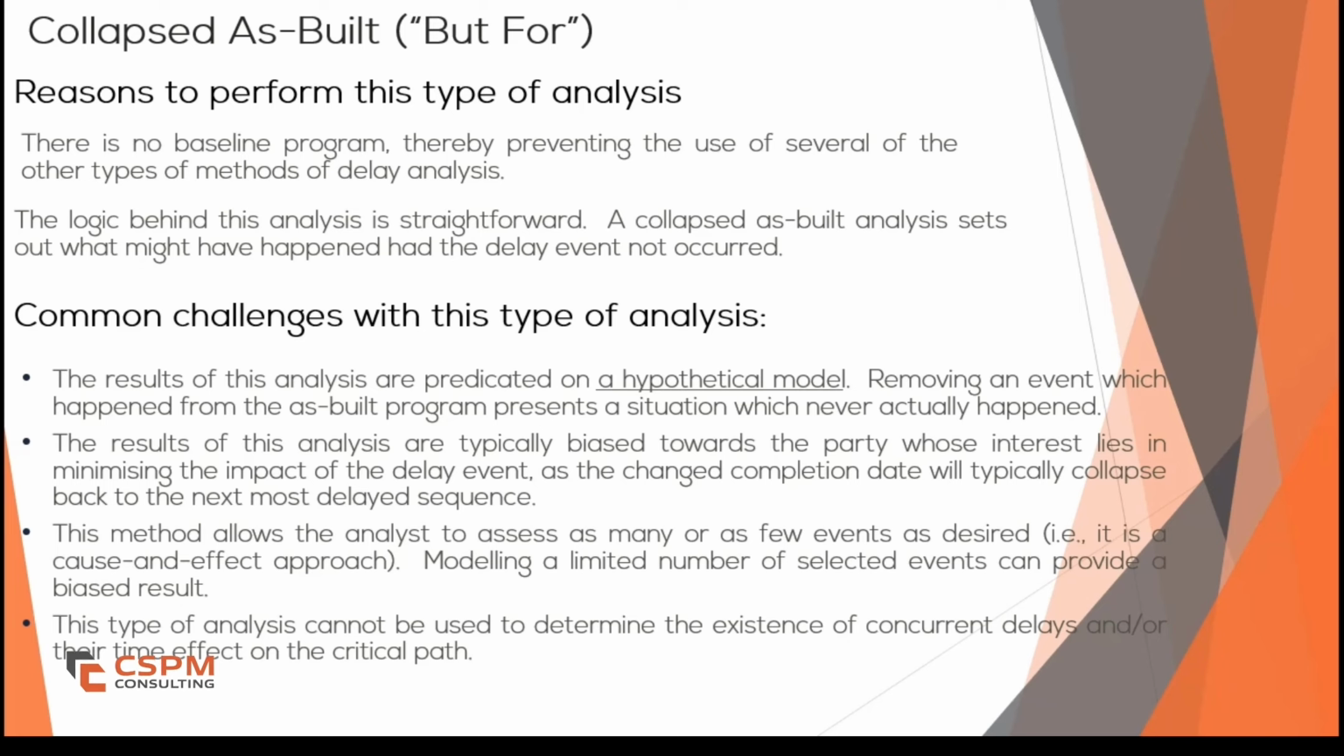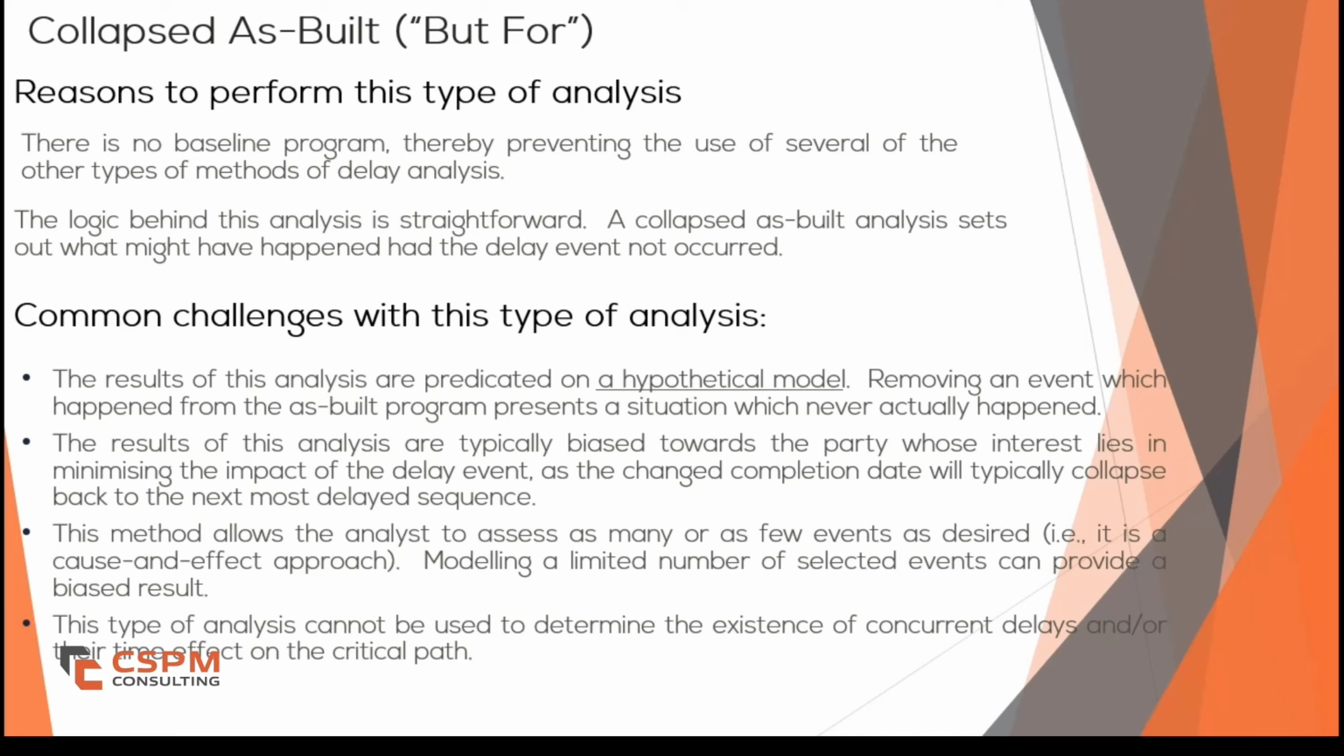Bias towards one party. Because collapsed as built is a retrospective model, it can be biased in favor of the party conducting the analysis. The issue arises because the method collapses delays sequentially, meaning the project timeline shrinks back to the next major delay. In some cases, this can distort the true impact of certain delays, making them appear less significant than they actually were.